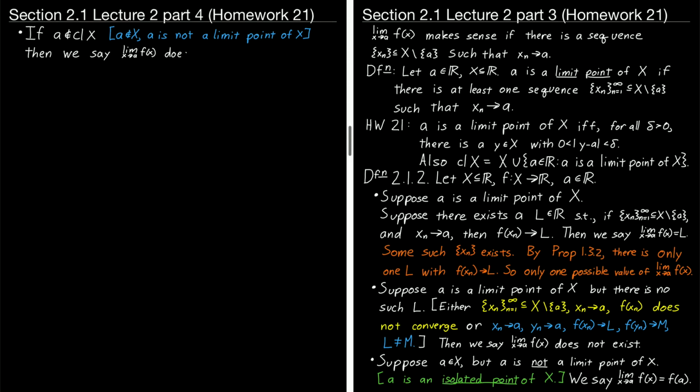And there's precedent for this. Remember that if A is a limit point, but there's no target value L such that all the f of xn's converge to L, in that case we say the limit doesn't exist either. Let's draw a graph. Let's give ourselves some pictures of all these options. So here's a graph, here is our function.